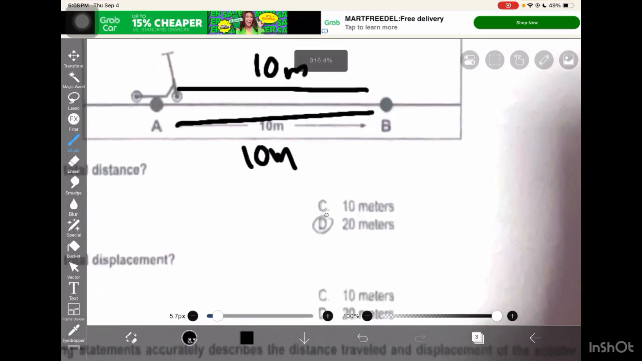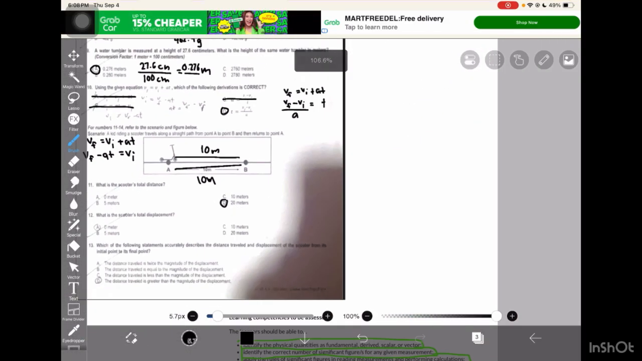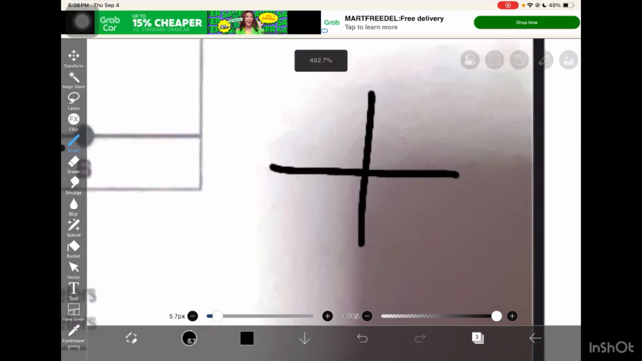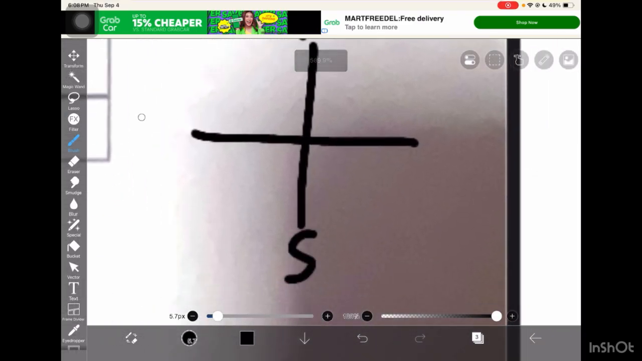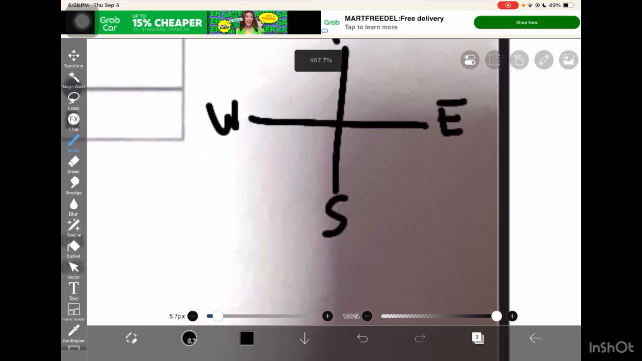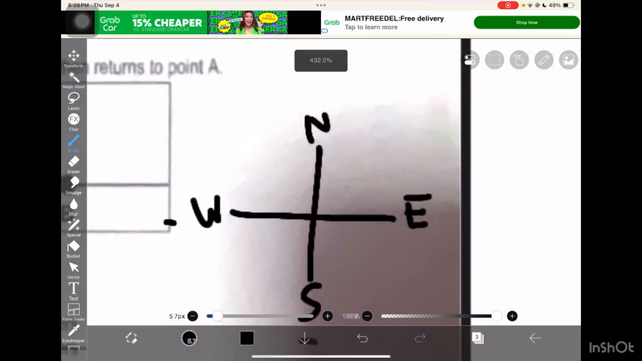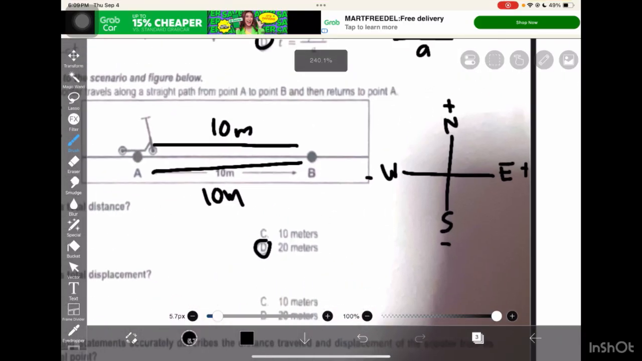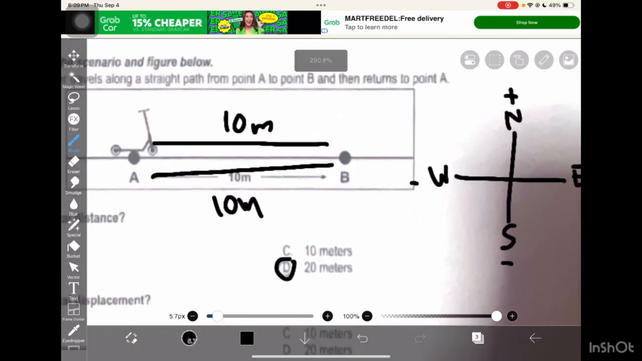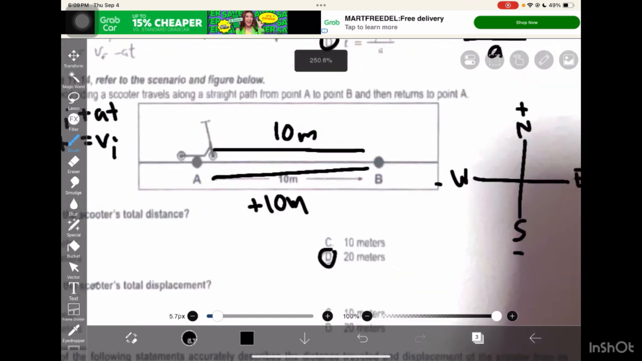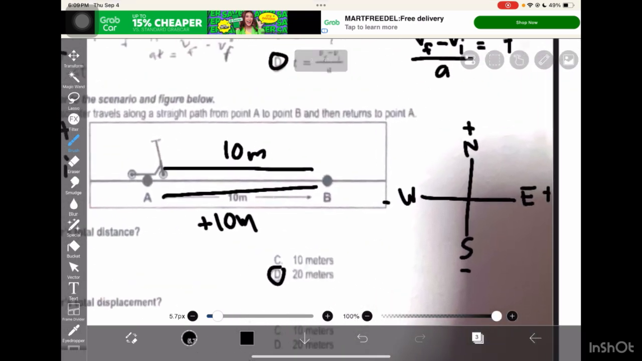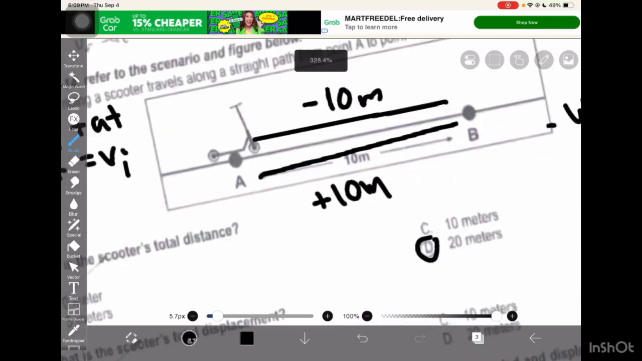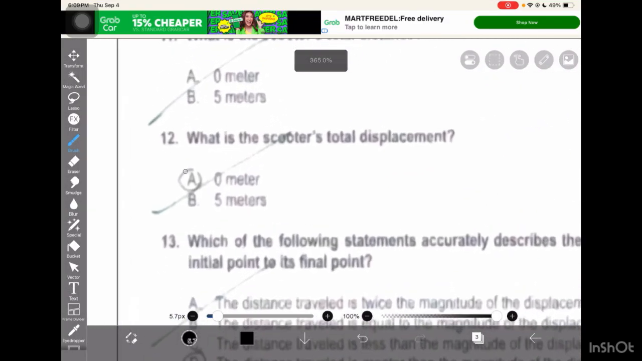So the correct answer here is 20. However, for the scooter's total displacement, remember our north, south, west, and east. West and south are negative, meanwhile north and east are positive. So if we do this, here is the logic. We went 10 meters east, so it's plus 10. But we also went back, 10 meters west, so minus 10. 10 minus 10 is 0 meters.